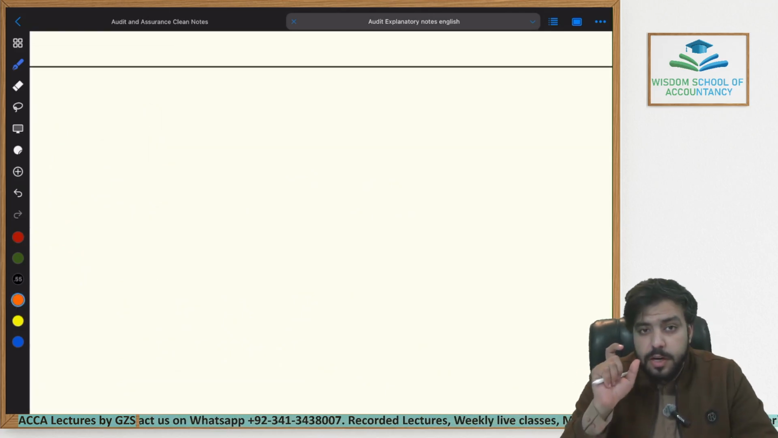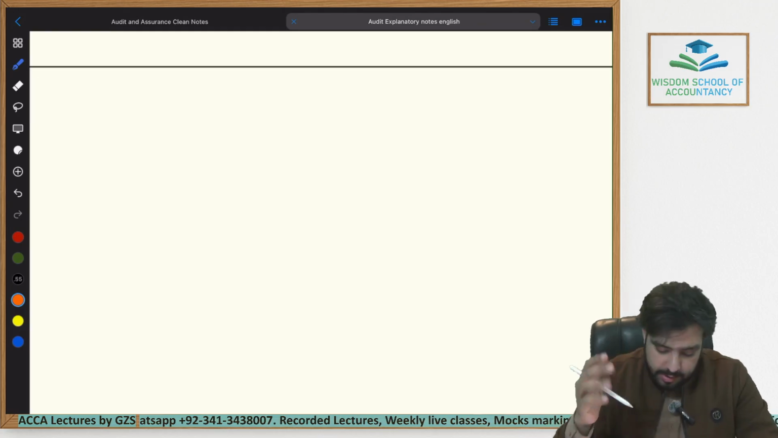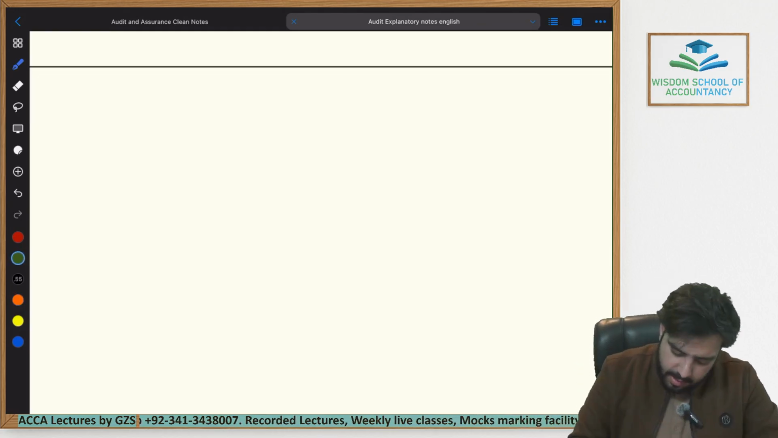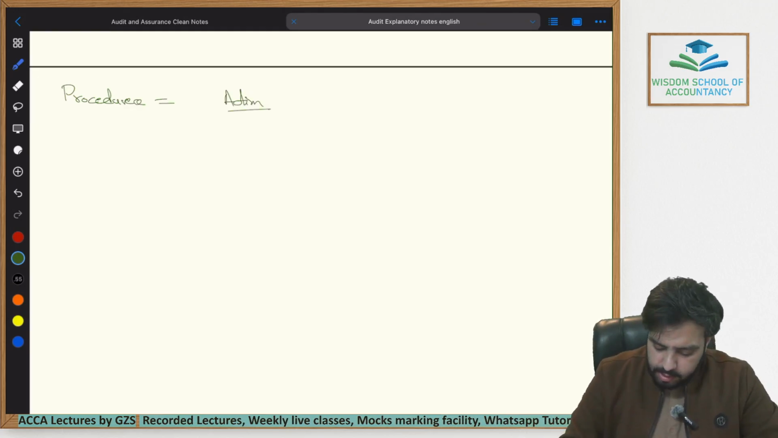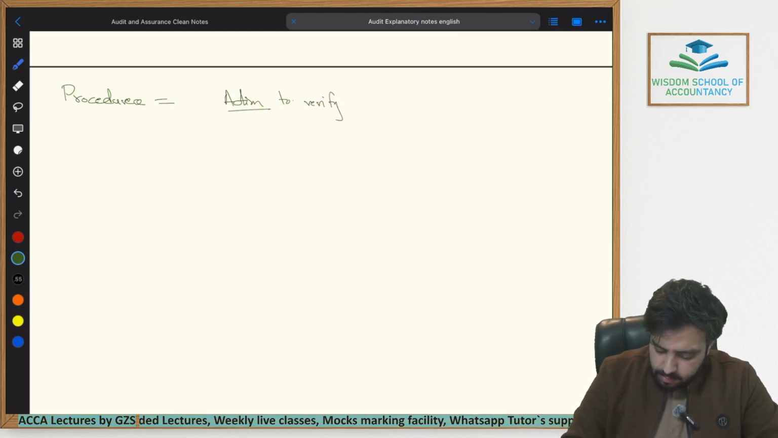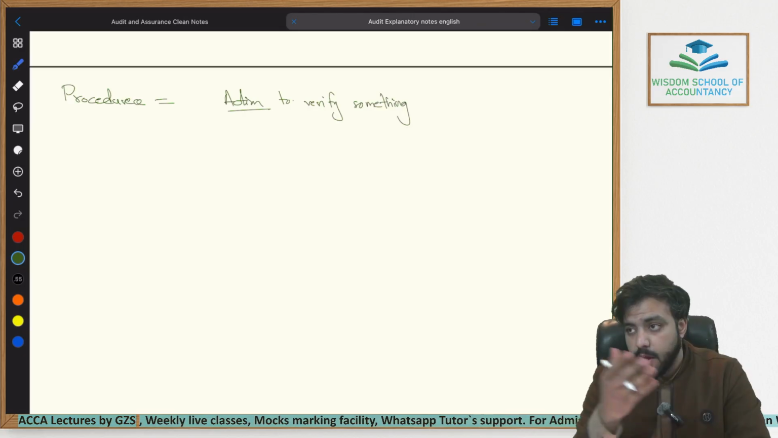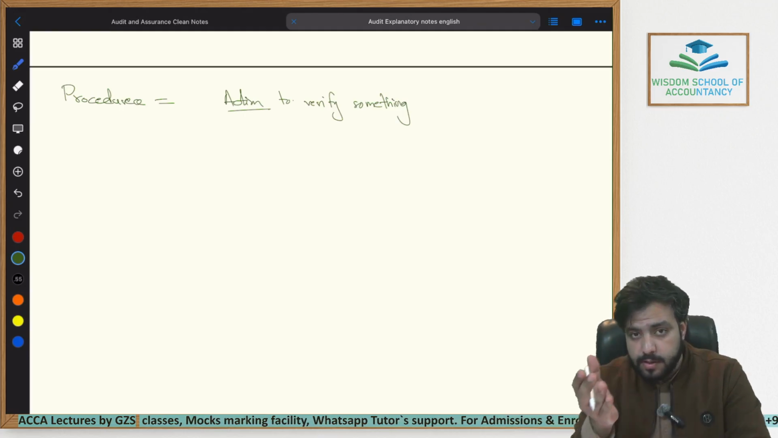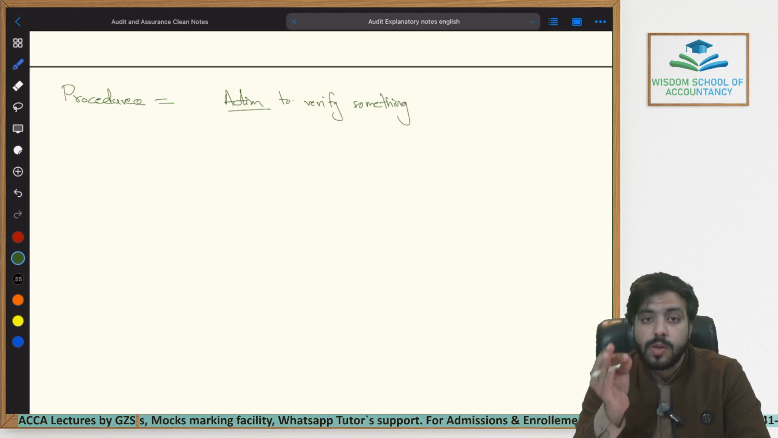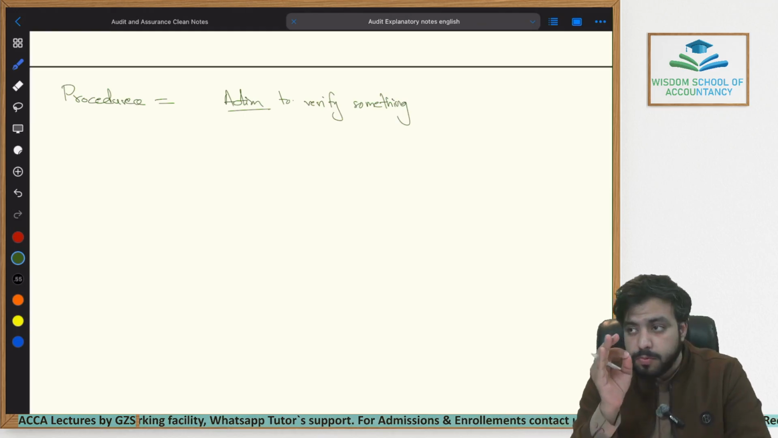Now, coming towards the third piece of the puzzle, which completes the area of substantive procedures, is procedures itself. The name of the third area is procedures itself. Actions. Procedures means the actions which an auditor can take to verify something. So what does an auditor have to verify? The auditor has to basically verify the balances within the statement of profit and loss, and the balances within the statement of financial position. The actions that he takes to verify these balances are known as procedures. Now the question is, what are the actions that he can take? What are the procedures he can perform to verify these balances?